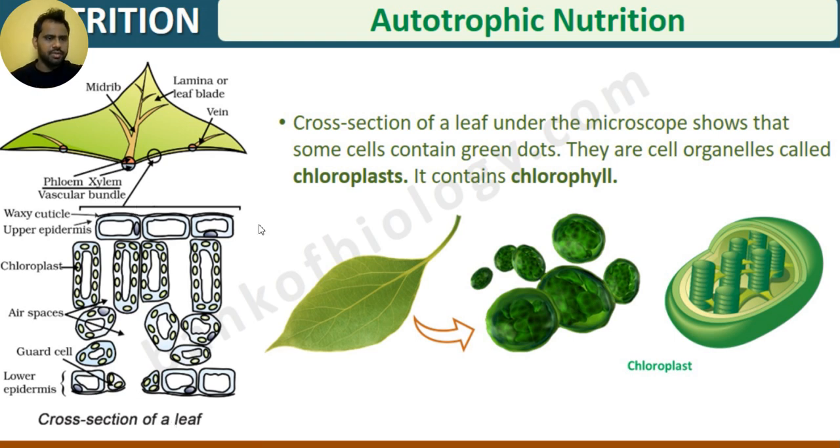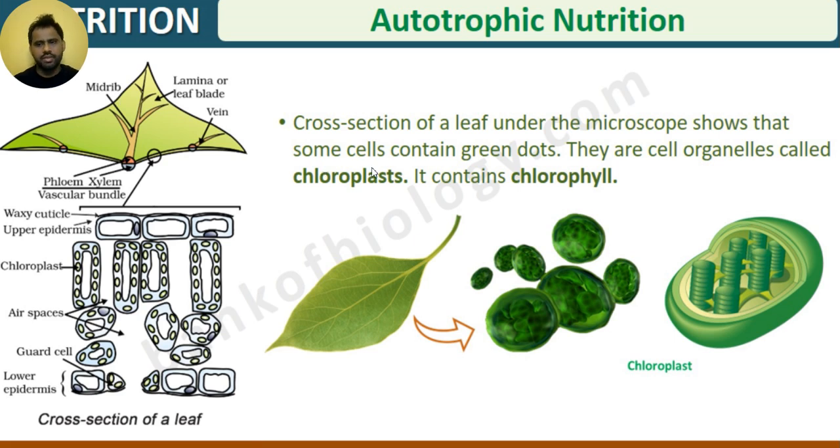This is a cross section of a leaf. Cross section means we cut the leaf, so this is the interior. We have guard cell, lower epidermis, air spaces, chloroplast, upper epidermis, waxy cuticle, phloem, xylem, vascular bundle, lamina or leaf blade, vein, and midrib.